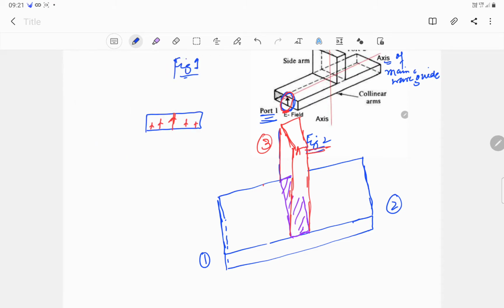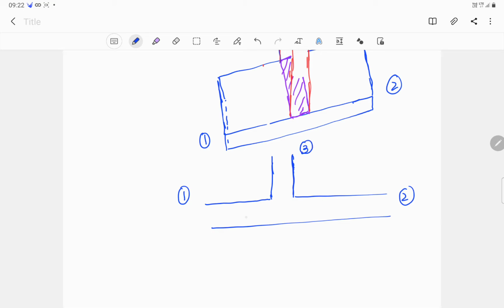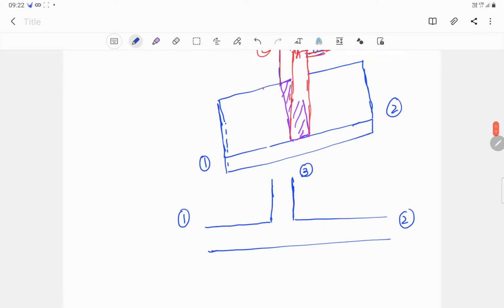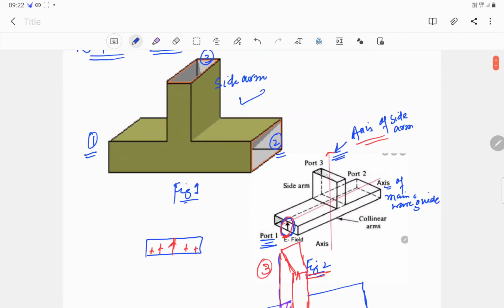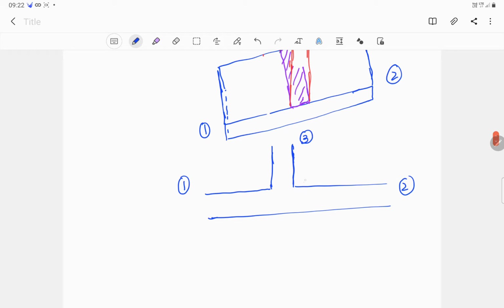So let me draw a cross-sectional view of this E-plane T junction. The cross-sectional view would look like this. This is port number 1, this is port number 2, and this is the port in the side arm. Ports 1 and 2, as I said, are collinear, and port 3 is in the side arm. This is basically the same E-plane T junction. This is what I'm talking about. Now this is the cross-sectional view of this E-plane T junction.